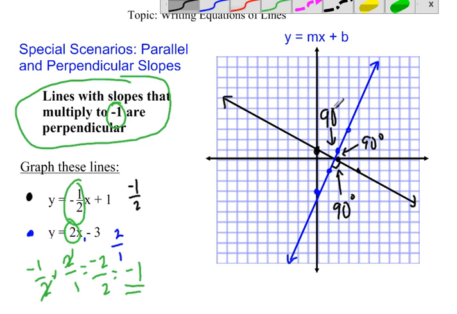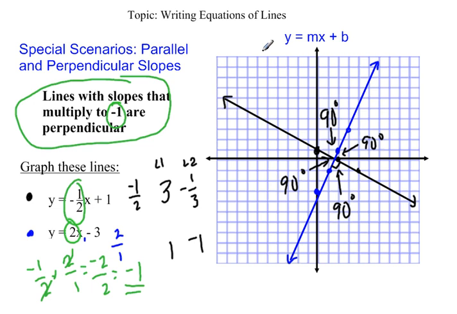Now you'll work more with that when you get into geometry, trigonometry. But right now just recognize that they need to multiply together to give you negative 1. And they're going to be opposite reciprocals. So if you have a slope of 3, the other line would have to be negative 1/3. If you have a slope of 1, the other line would have to be negative 1. Alright? And those would give you perpendicular lines. That's not going to be something you have to cover a whole lot, but it may pop up.